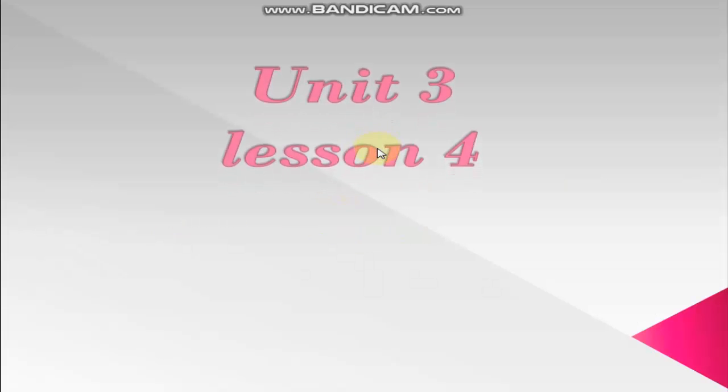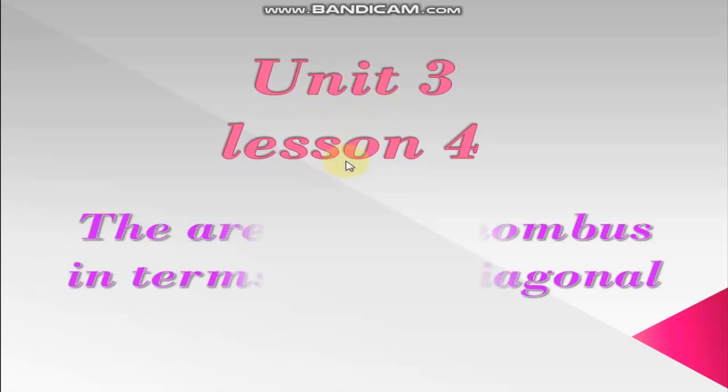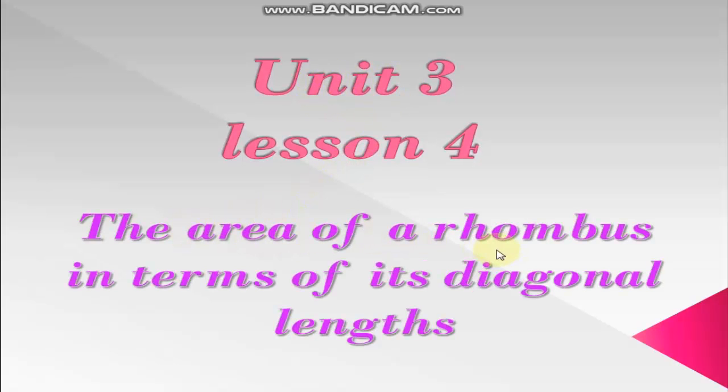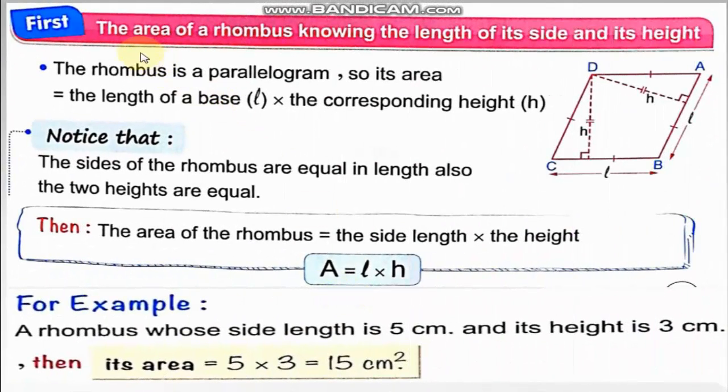Hello, how are you? Our lesson from Unit 3, Lesson 4 is about the area of a rhombus in terms of its diagonal length. At first, the area of a rhombus knowing the length of its sides and its height.